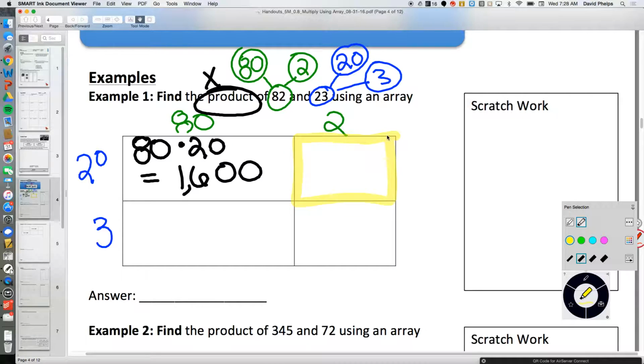All right, top right corner. There we go. I'm looking at this one now, and the dimensions are 2 and 20. So write out 2 times 20, which would give us 40 as the area of that box. So put 40 in that box. There we go.